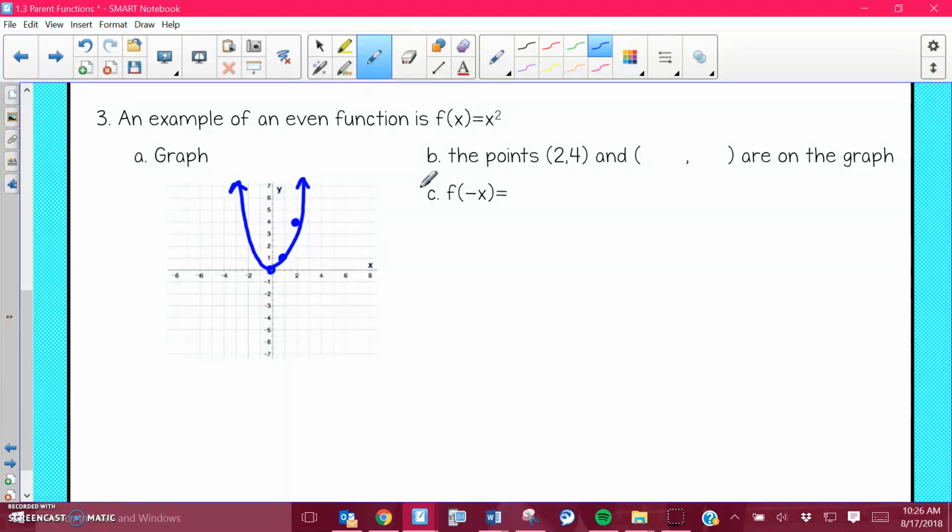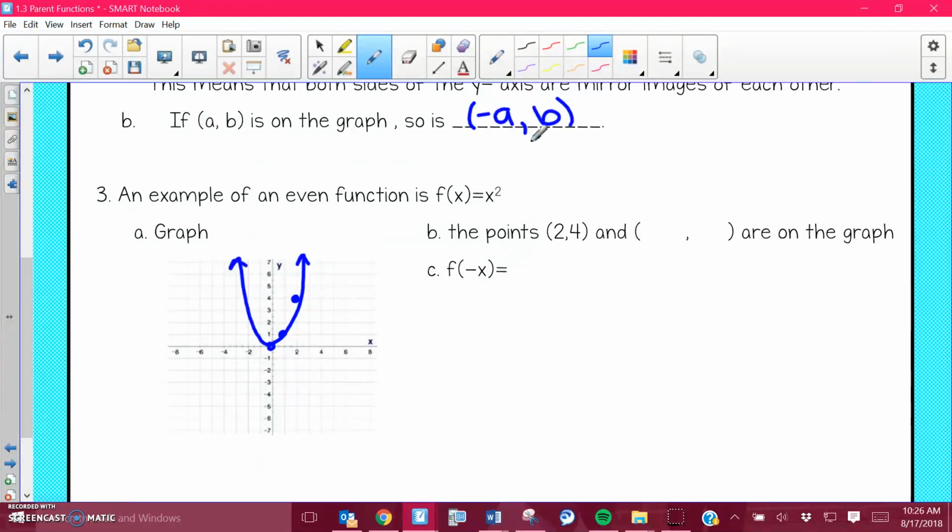Knowing that, the point (2, 4), we know that was a point. We plotted it. 2 squared is in fact 4. And I would know that if I go over to negative 2, I would also have that positive value for b. So (-2, 4) is also on the graph. Since this is even, if I plug in that negative value for x, I'm going to get whatever I originally got had I plugged in the positive value. So again, an even function, I can fold it over the y-axis.